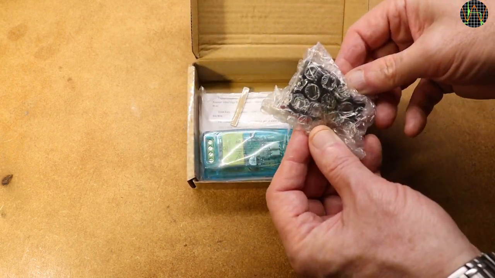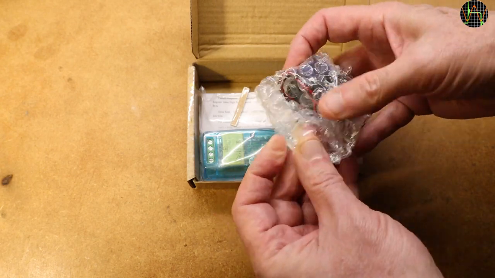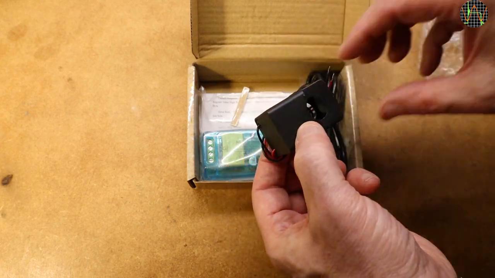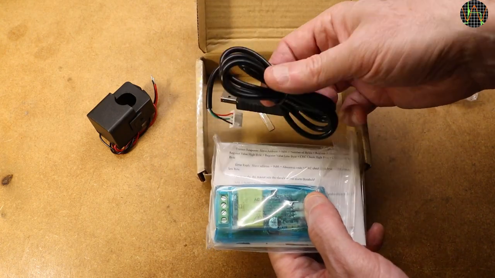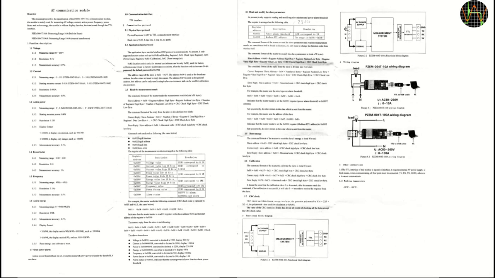Inside were the comparatively huge current transformer, the USB cable and the module itself in a blue transparent case, together with quite reasonable instructions. The instructions consist of this double page. The rear contains presumably the same in Chinese. Apologies regarding the quality, I scanned this in and this is the best I could manage.